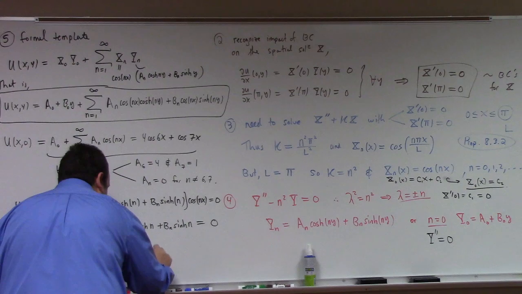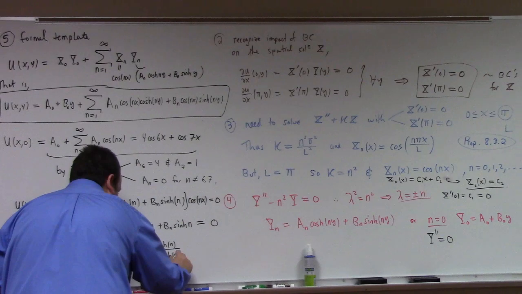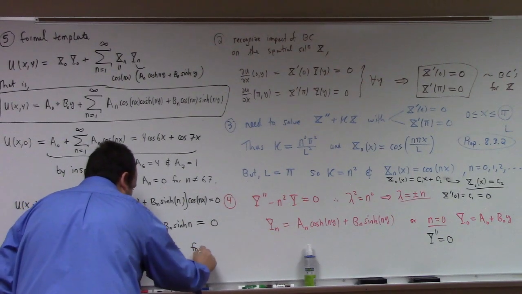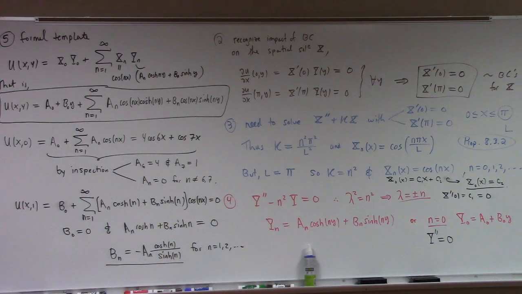minus an cosh n over sinh n for n equals 1, 2, and so forth. That's pretty nice because that means that b sub n is also 0 for n not equal to 6 or 7, right? And only n equals 6 or 7 gives me non-trivial b. So now I can write down the solution. I've figured out what my constants have to be in the formal template, and that's it.